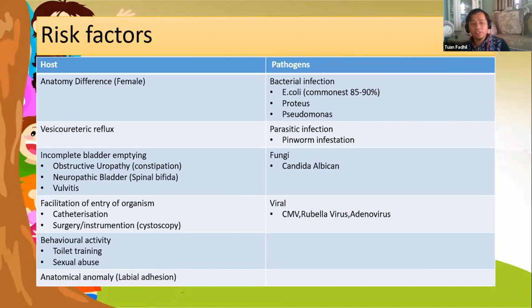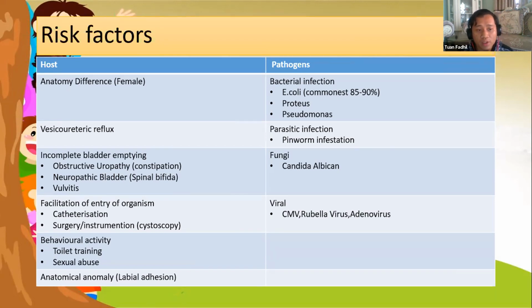And for the facilitation of entry of organisms, it is actually when some patients are admitted to the ward, maybe they will have catheterization. So actually catheterization is not only for the pediatric patient, they will get infection, but also for the older patient, it is the same when they have a catheterization. And next is surgery or instrumentation like cystoscopy, which will also increase the risk of infection.